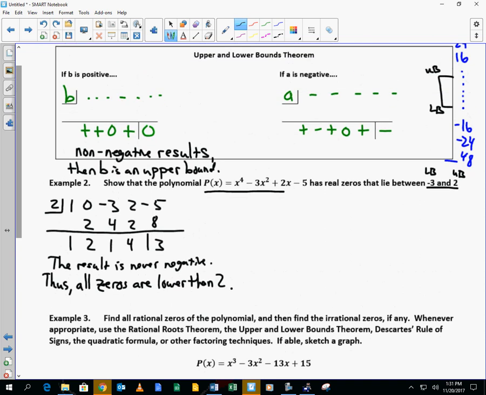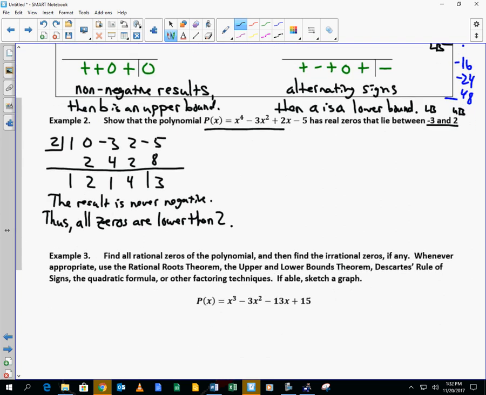All right, let's look at the lower bound. If a is negative and you punch negative in and you come up with alternating signs, and 0 counts as an alternating sign, then a is a lower bound. So I'm going to show that -3 is a lower bound for the polynomial.